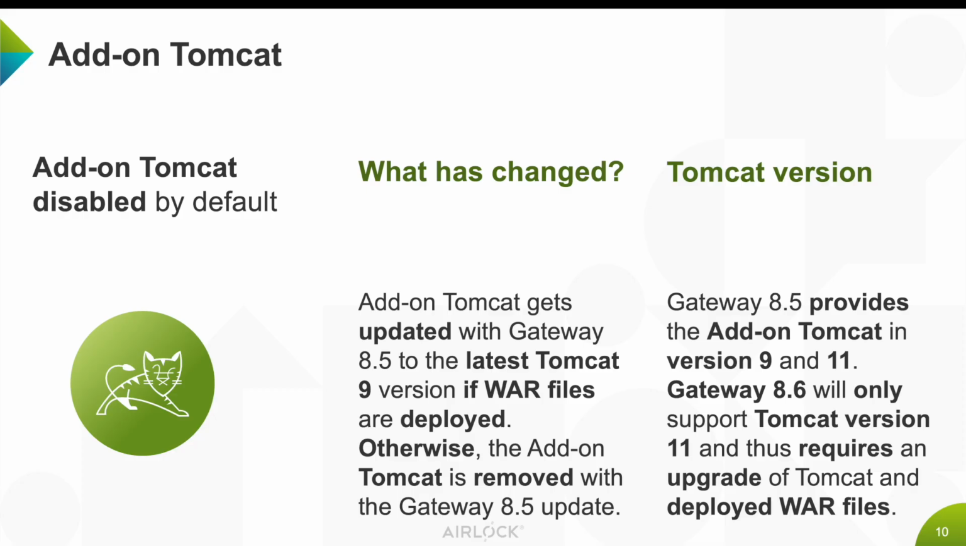Currently, the add-on Tomcat is available in version 9 and 11. In the next gateway release, it is only possible to install the add-on Tomcat version 11. Customers who are using the add-on Tomcat must upgrade their WAR files or deploy the applications externally. Our ICAP SDK and SOAP filter is updated and can be deployed in Tomcat 11.